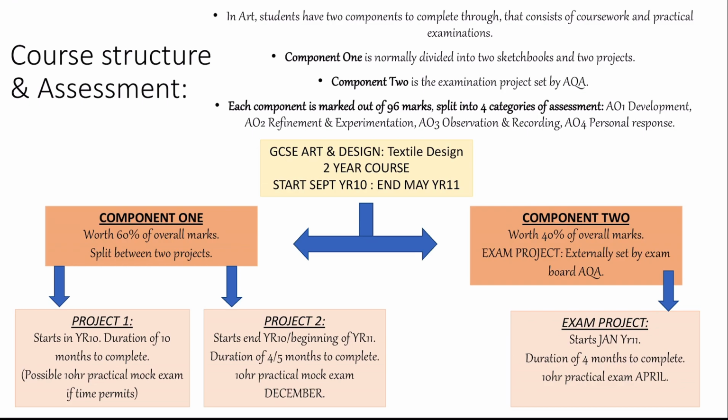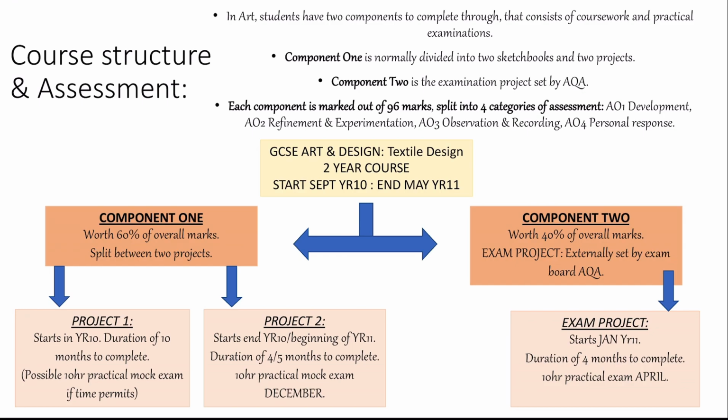And component two is known as the examination project. Its official name is the externally set assignment, and that again is a practical project with a controlled 10-hour practical exam at the end of that component. Each component is marked at 96 marks and split into four categories of assessment.